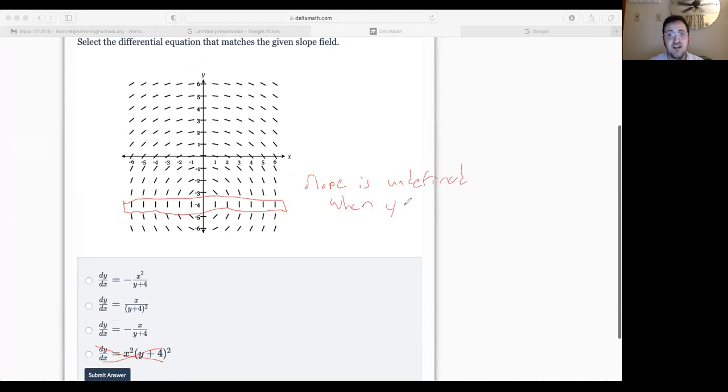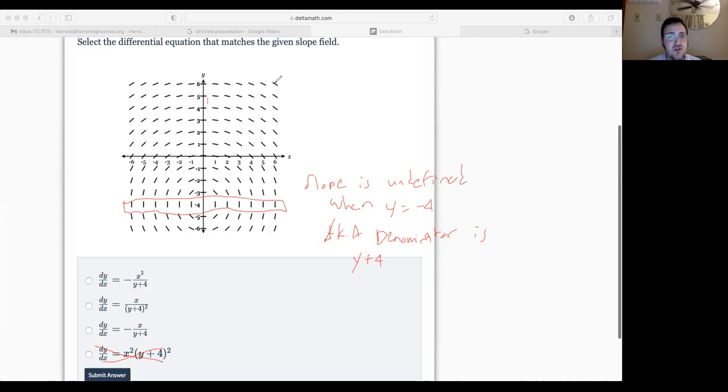When y equals -4, aka the denominator, is y plus 4. And what we may want to try and do also is think about when those slopes are 0 as well. And we can see that the slope is 0 when we are on the y-axis. So now this leaves us with a few answer choices to muddle through and think about.